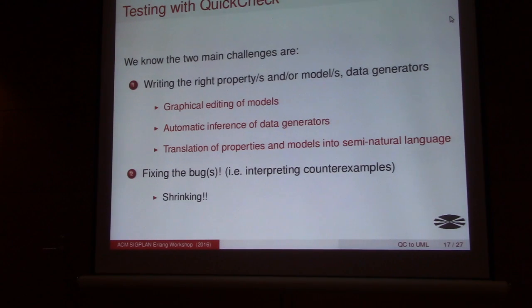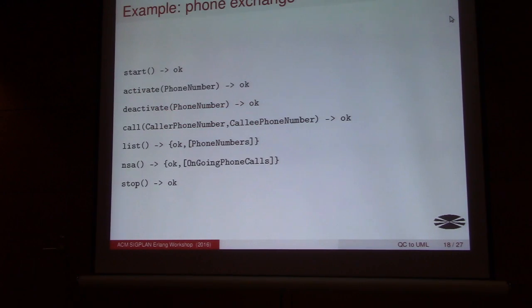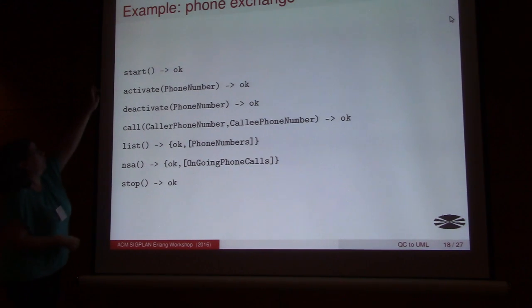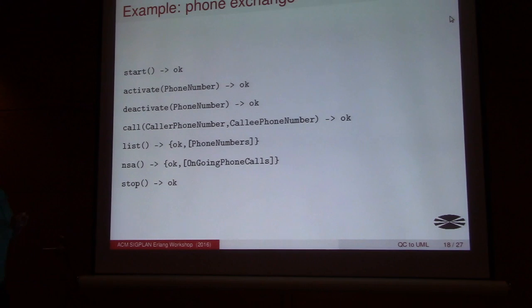And again, you would say, hey, but property-based testing tools do a nice job on that also. QuickCheck, that's pretty nice, right? That's right. I will show you a little example that we use for one of the validation examples to test our tool. So picture a phone exchange: just a way to start and stop it, activate and deactivate phone numbers, place calls between phone numbers, have the list of phones that have been activated, and a little spying function to know who is talking to whom at a given point, right? So we wrote this and we planted a bug.